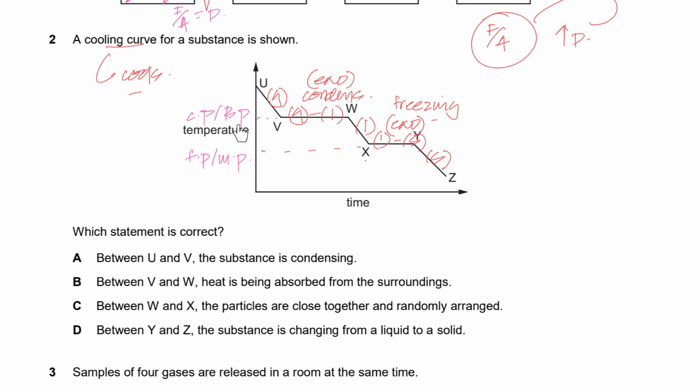It just depends on whether you're cooling it or heating it. If you're heating it, you'll call this the boiling point, but since we're cooling it, we'll call this the condensation point. And if you're heating it, you'll call this constant temperature the melting point, but if you're cooling it, you'd call it the freezing point. But remember, the temperature is the same.